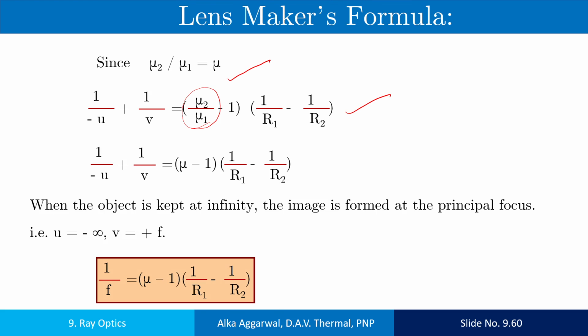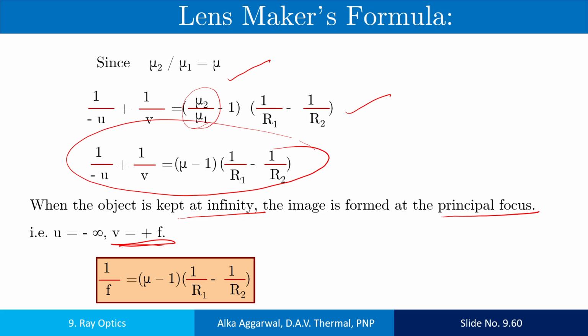When the object is at infinity, its image is formed at the principal focus. So V is equal to F, and this relation can be written in this way.